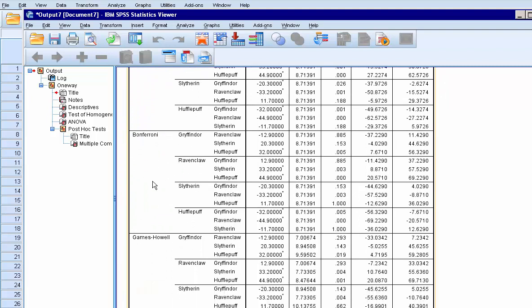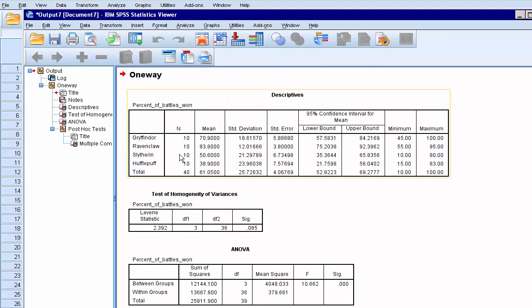Now again, you scroll down to see if there's another difference. Ravenclaw compared to Slytherin is also significant, and Ravenclaw compared to Hufflepuff is statistically significant. So we look up here, and Ravenclaw had the highest mean. So in both cases, Ravenclaw performed better than both Slytherin and Hufflepuff students.